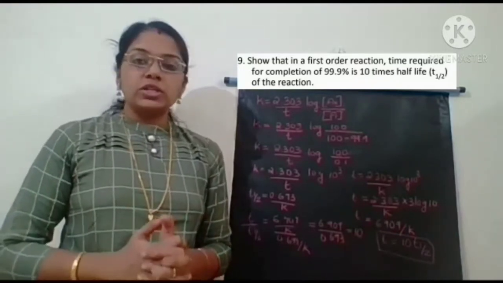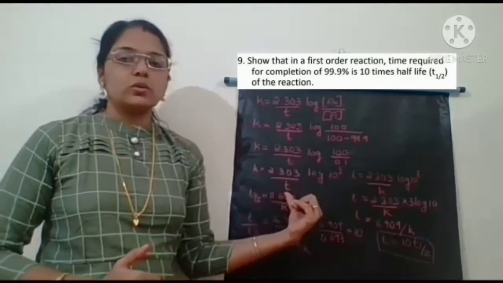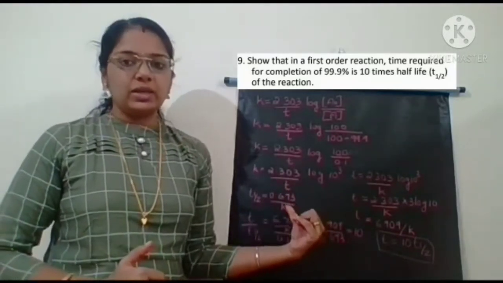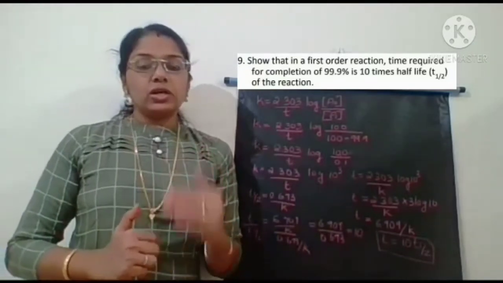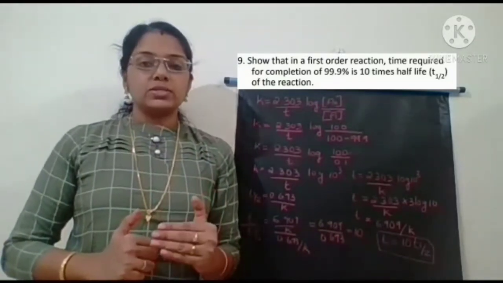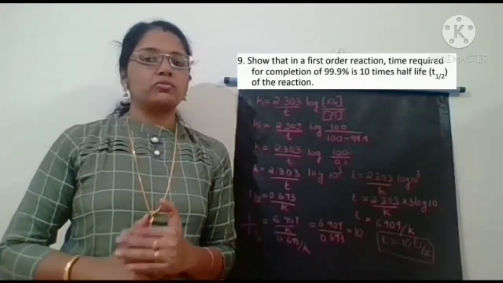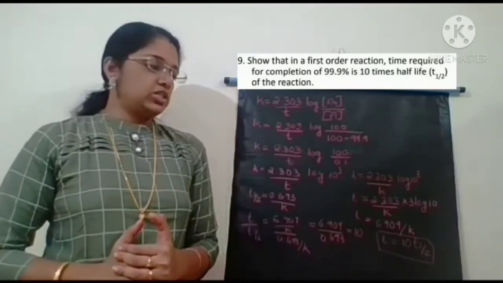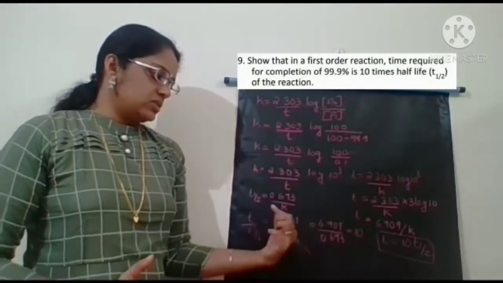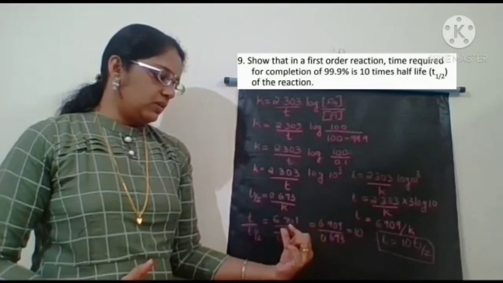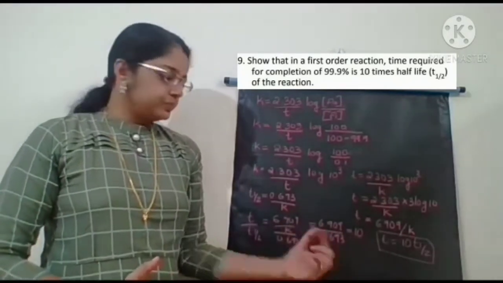And we have obtained the T half of the reaction for a first order reaction as T half is equal to 0.693 divided by K. So we have to prove that the time taken for the completion of 99.9% of the first order reaction is equal to 10 times the half-life of the first order reaction. So we can divide this equation, that is T divided by T half is equal to 6.909 divided by K divided by 0.693 divided by K.